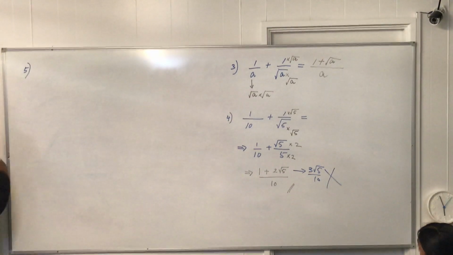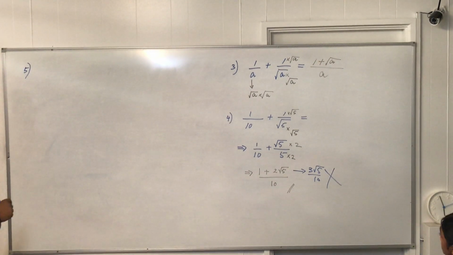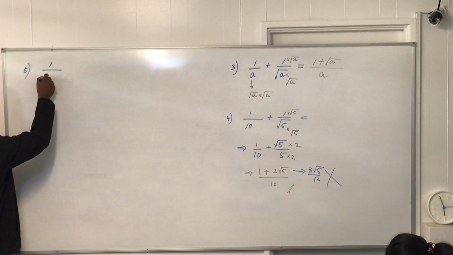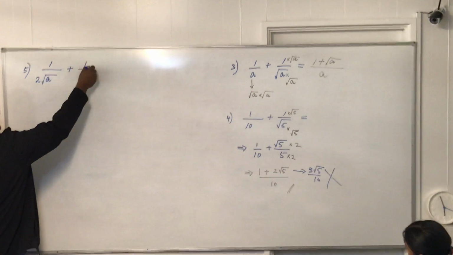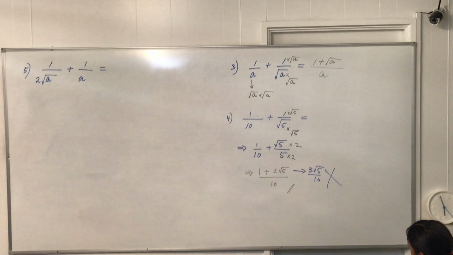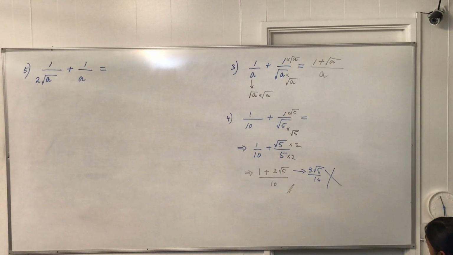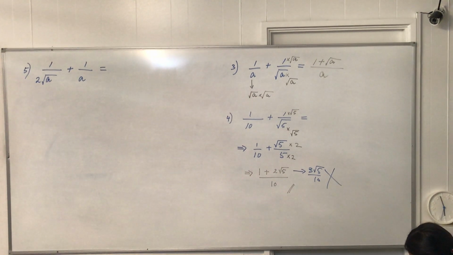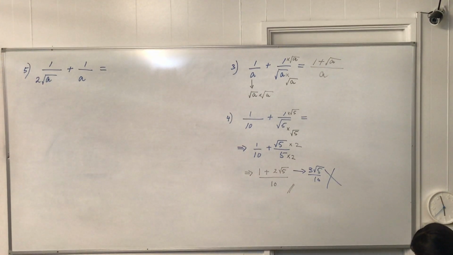Okay, look. Next question. 1 divided by square root of a, 2 square root of a, plus 1 divided by a. Do it consciously. So 2 donkeys. Do it consciously. Two times square root, 2 donkeys times 6.